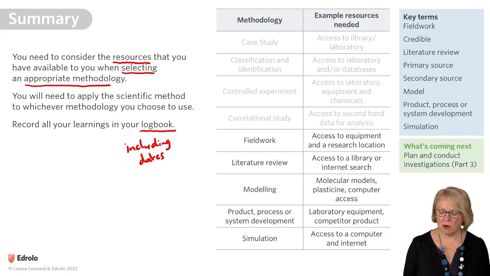Field work requires access to equipment and a research location. Literature review, you need access to a library or internet search. Modelling, you need access to molecular models. You could make your own out of plasticine, or you could use computer access. Product, process, or system development, you need laboratory equipment and maybe a competitor's product to build on. And a simulation, you need access to a computer and the internet.